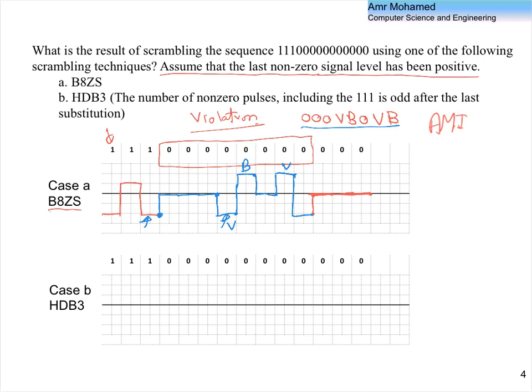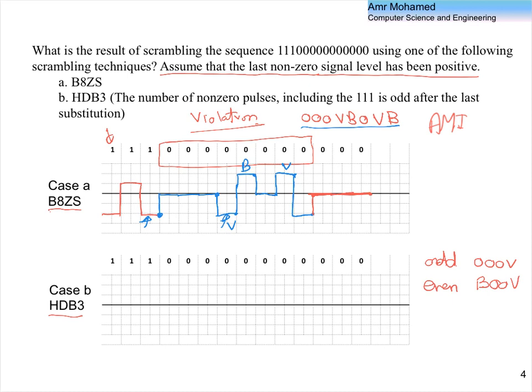For the case of HDB3, it tries to be more conservative by representing each 4 0 combinations, not 8. And we have two possible cases. We have the case where we have an odd number of non-zero elements before these 4 zeros, and for that we represent them using the bit representation 000V. And for the case of even, we have B00V.